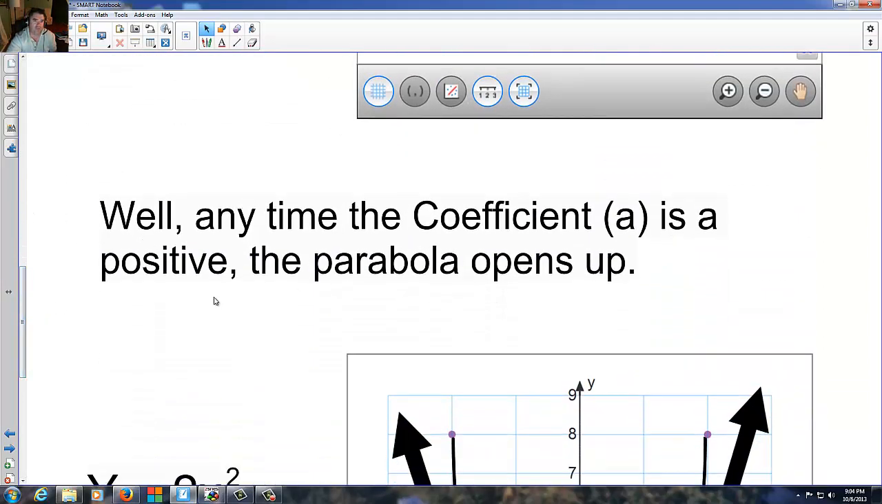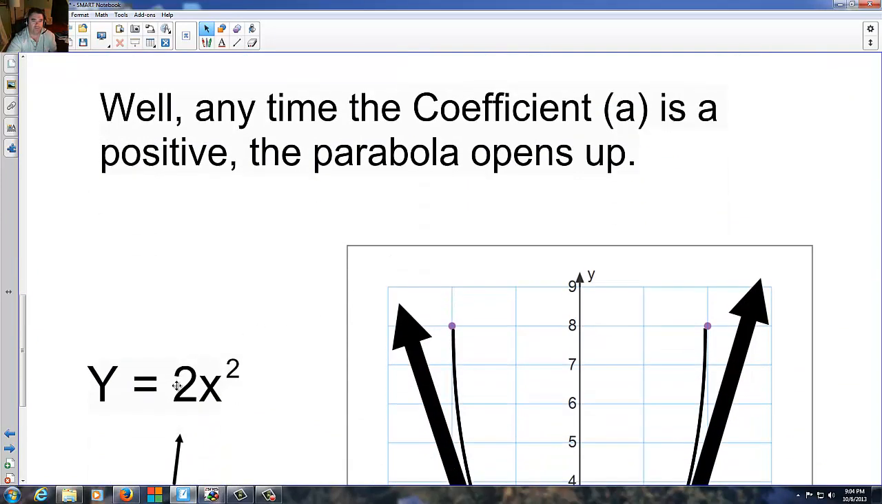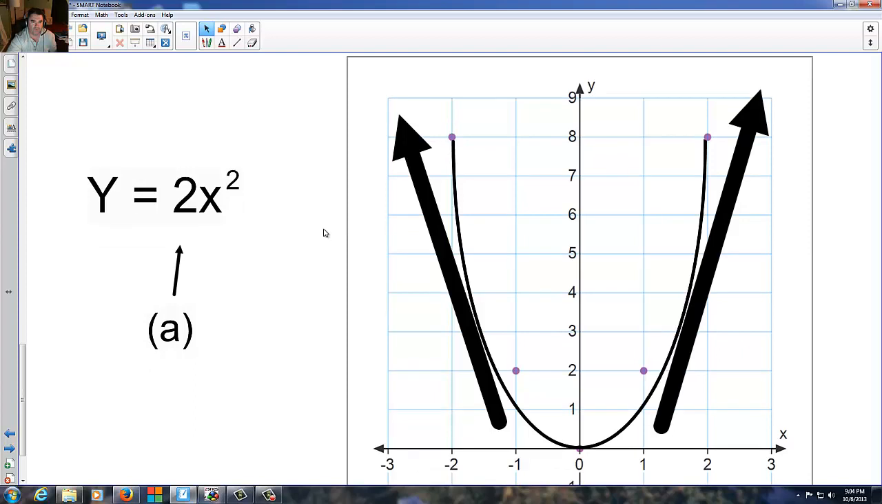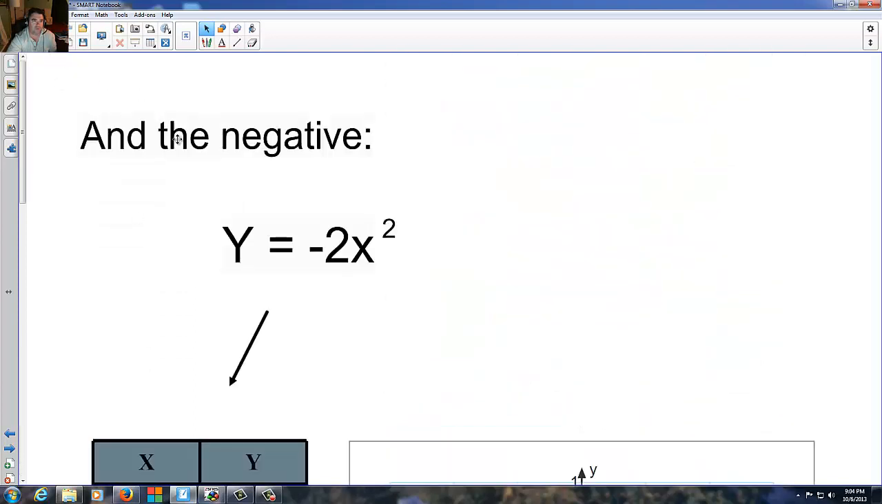Anytime the coefficient is a positive, the parabola opens up. In other words, because 2 is a positive, it's going to open upwards. And the negative, I'll just breeze through it. Y equals negative 2x squared. So instead of like this, it's like this. It goes down, kind of like a thin mustache, although with handlebars, I guess.